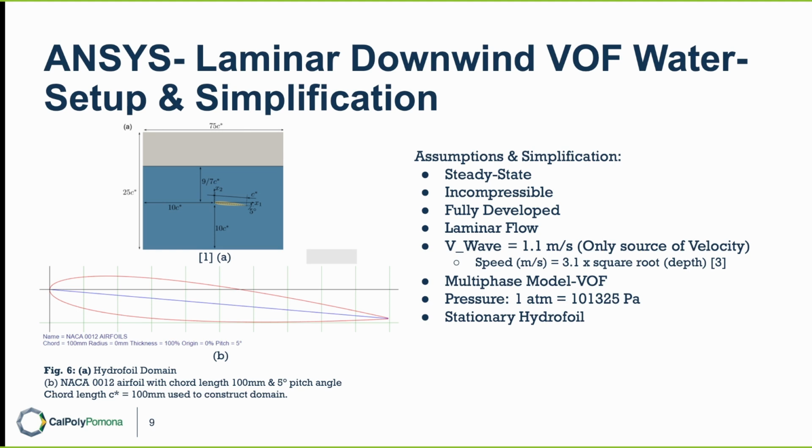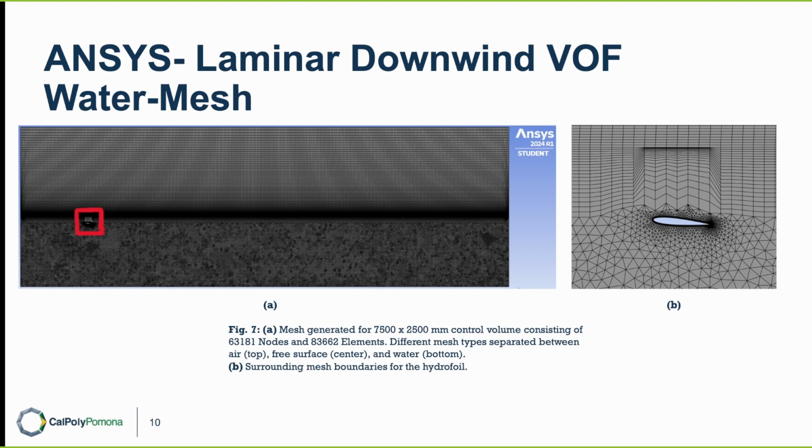For the two-phase flow, I would just use the volume of fluid, and the pressure is going to be 1 atmosphere. So for the mesh, we had to separate it between air, water, and free surface. So for the 7,500 by 2,500 millimeter control volume, mine consisted of 63,181 nodes and 83,662 elements. And you can see on the right side the difference in mesh and size as it goes towards the hydrofoil.